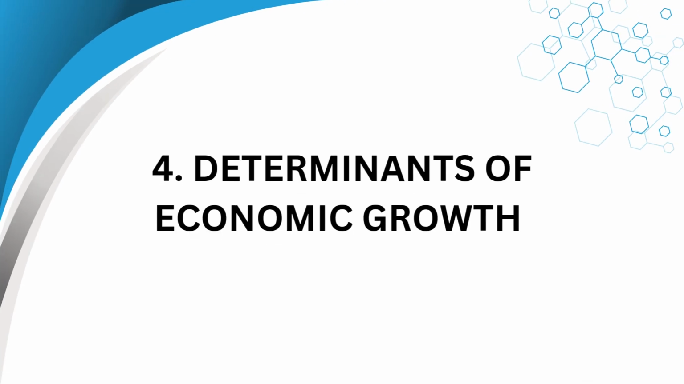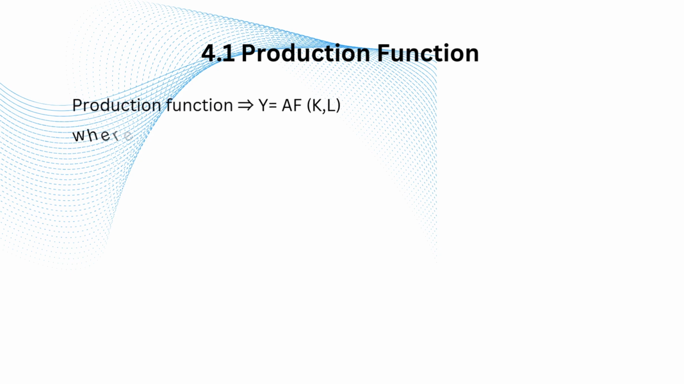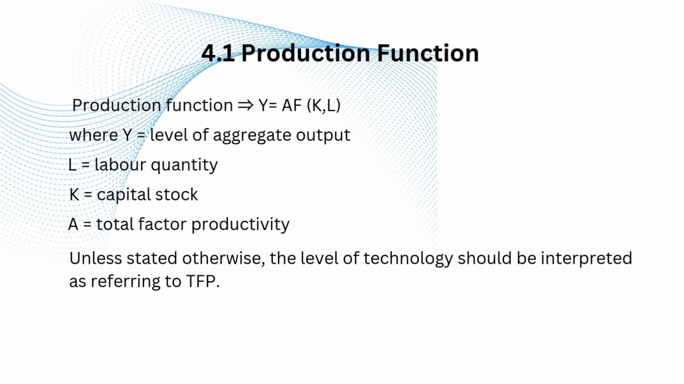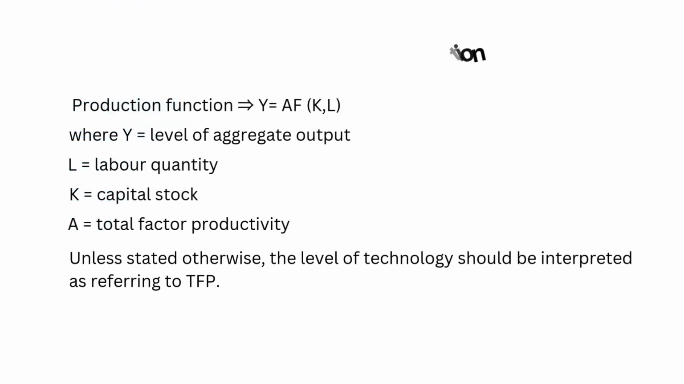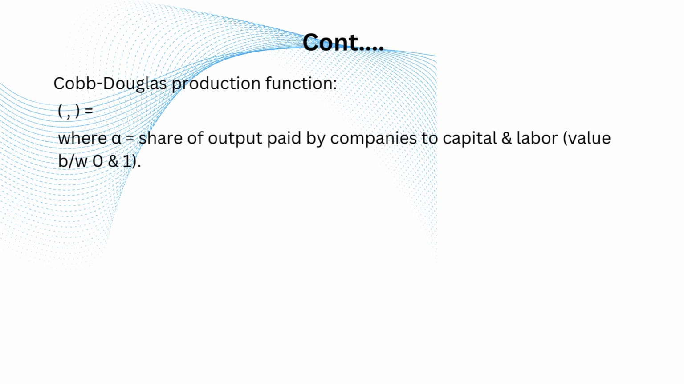4. Determinants of economic growth. 4.1 Production function. Production function Y equals A F(K, L), where Y equals level of aggregate output, L equals labor quantity, K equals capital stock, A equals total factor productivity. Unless stated otherwise, the level of technology should be interpreted as referring to TFP. Cobb-Douglas production function, where alpha equals share of output paid by companies to capital, a value between 0 and 1.